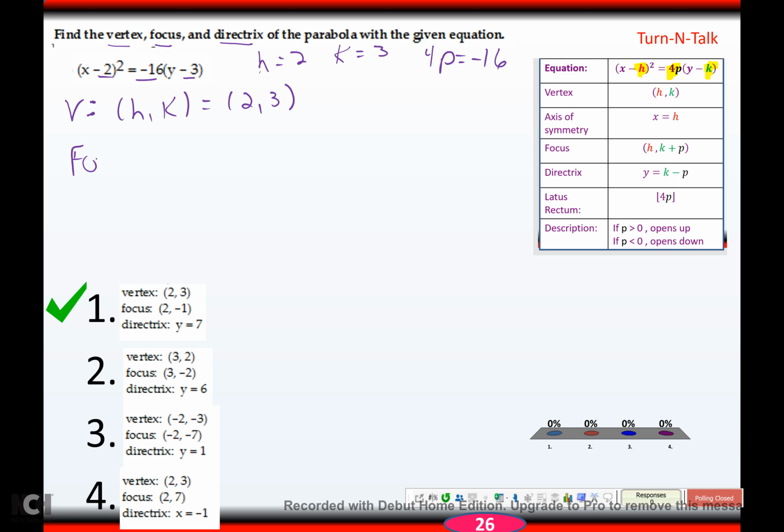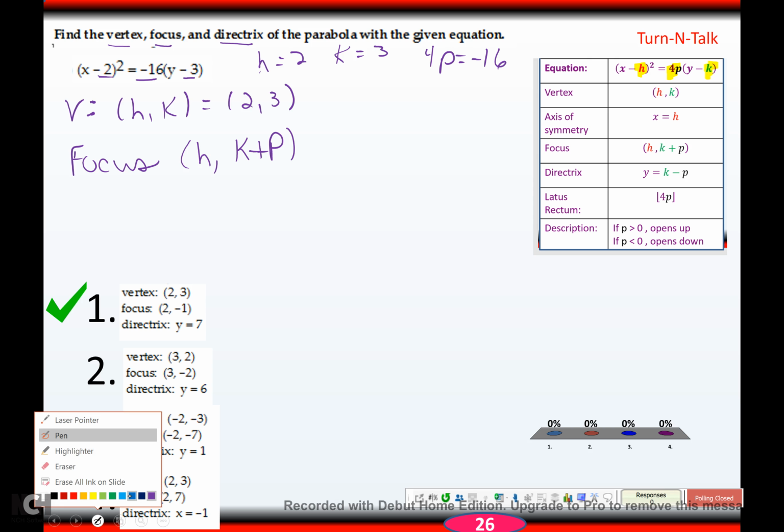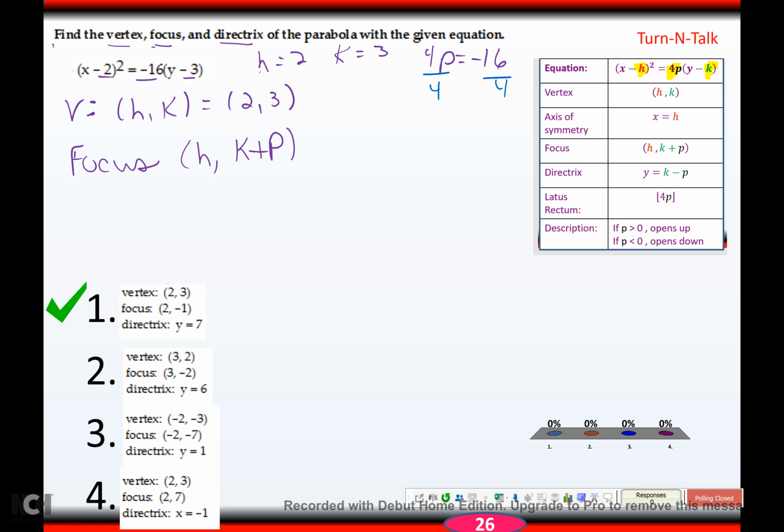The focus. To get your focus, you keep the same h, but you take your k and you add p to it, because your focus is going to be p units higher than the vertex. To get p, I have to solve this equation over here. So to get p alone, divide by 4, p equals -4. So to get my focus, I'm going to take my h coordinate, which is 2, and my k coordinate, which is 3, and add -4, which is going to give me (2, -1) for my focus.